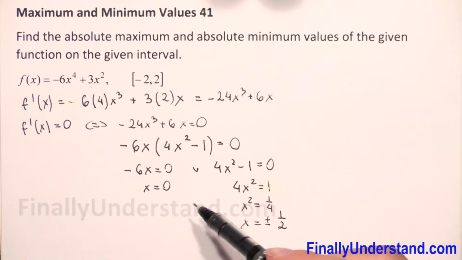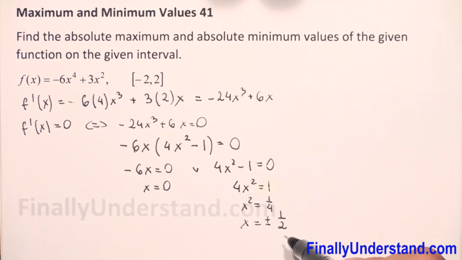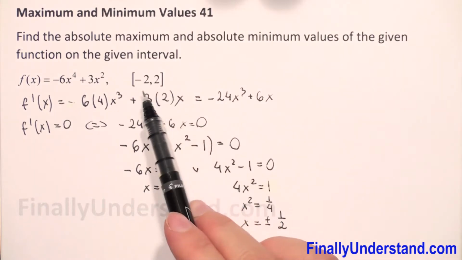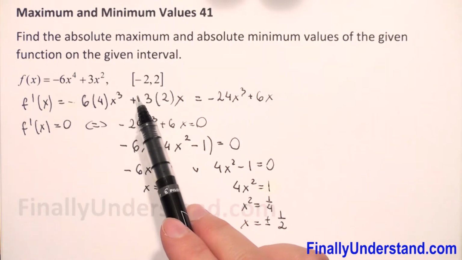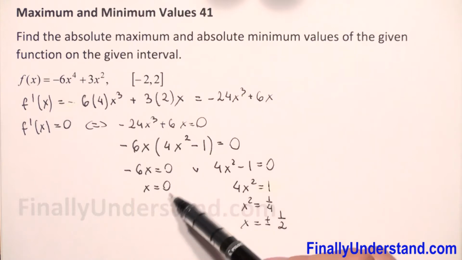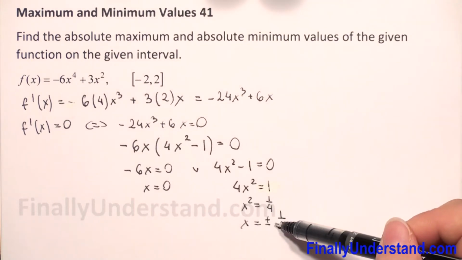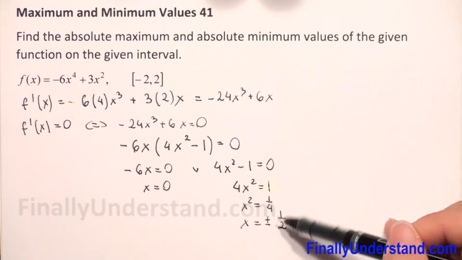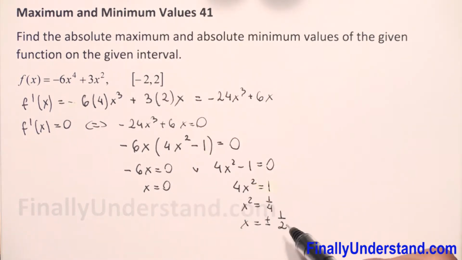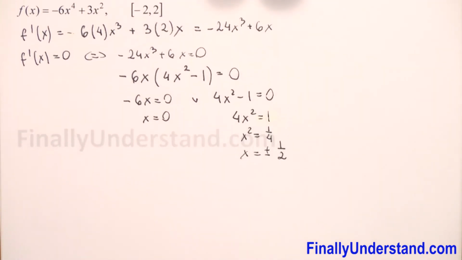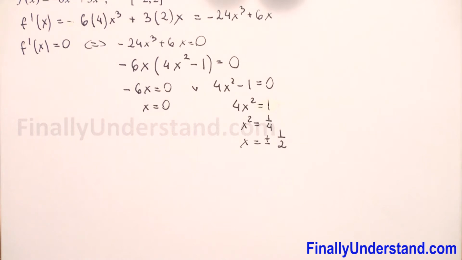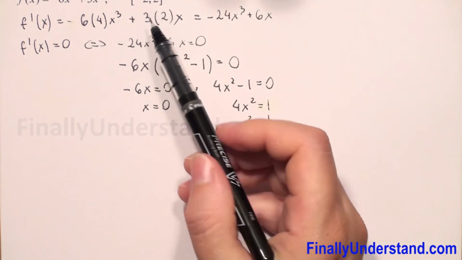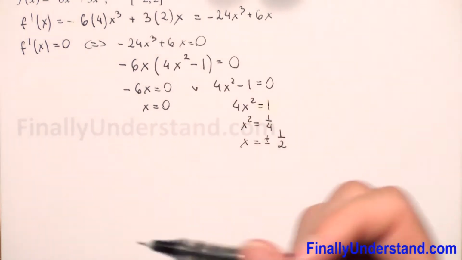So we got 3 values. Next, we have to check if these values belong to our interval, which means to the domain of our function. 0 belongs, 1/2 and negative 1/2 belong. So we have 3 critical numbers. Next, we have to calculate the value of our function for these 3 values and for the endpoints, so for negative 2 and 2.